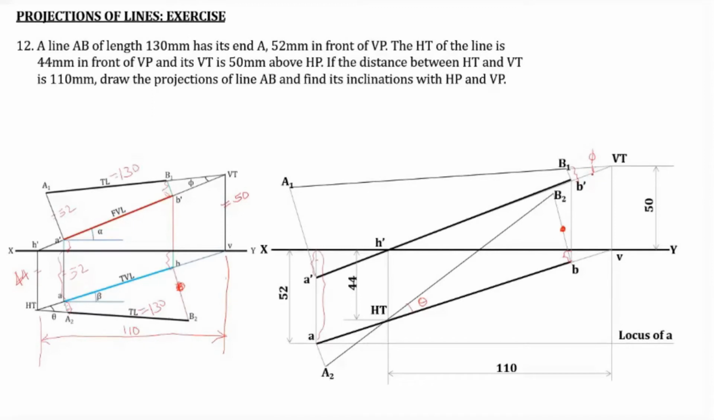So this is the final figure, and finally you have to find out what is the value of the true length, theta, phi, alpha and beta. That also you have to find out. So let's do it once more.